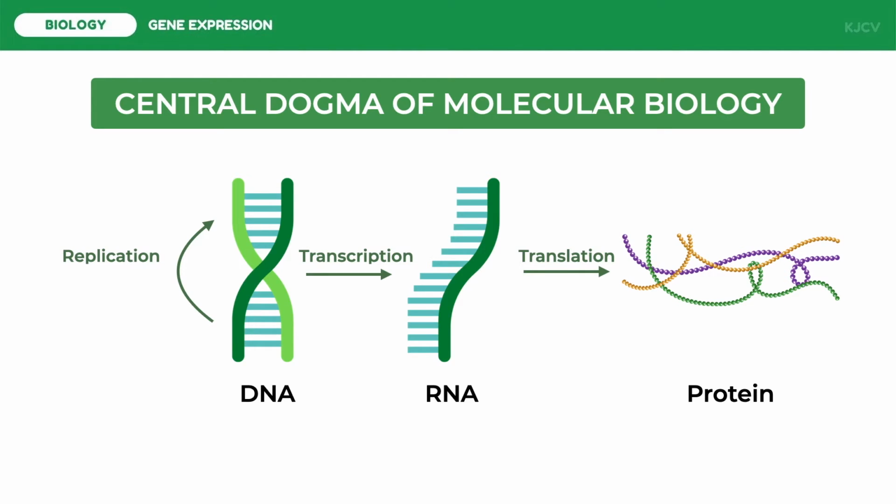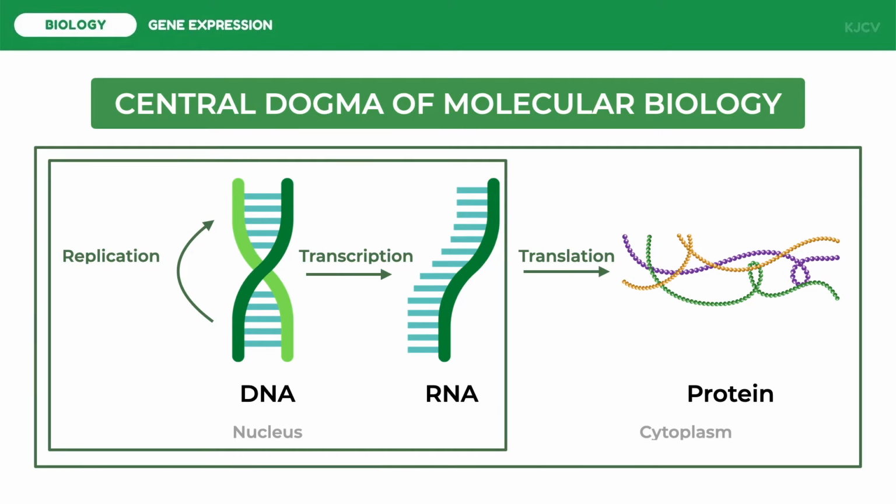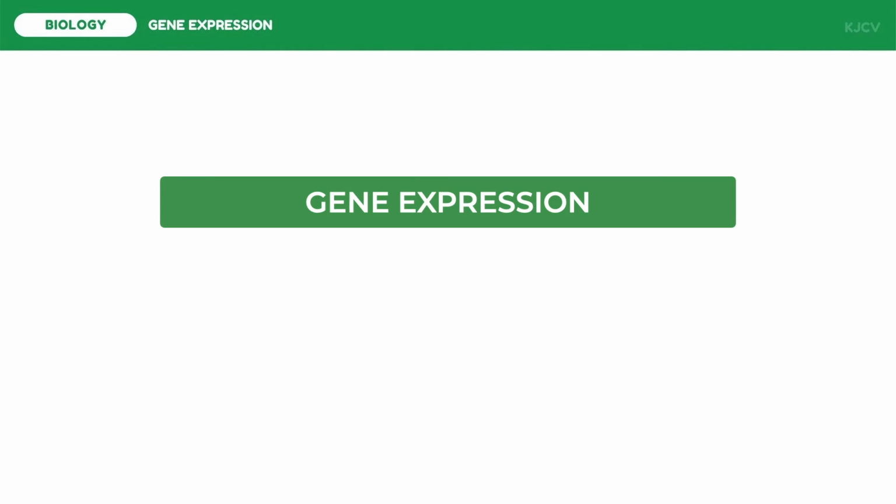This flow of genetic information is what we call the central dogma of molecular biology. This important principle in biology is often stated as DNA makes RNA and RNA makes protein. Replication and transcription both happen in the cell nucleus. The RNA will then be transported to the cytoplasm of the cell where it will undergo translation. This same process is the main idea on gene expression.